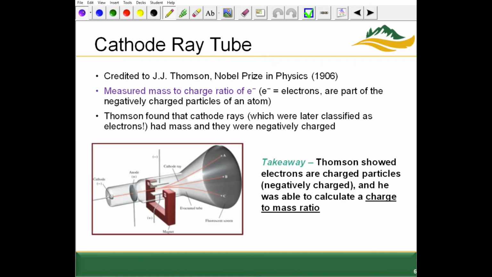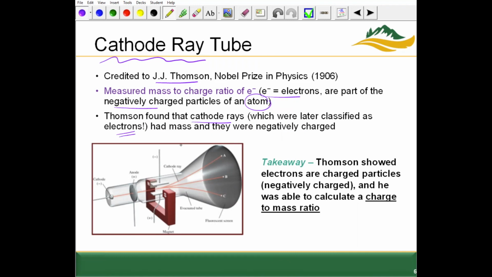Another important part of chemistry, speaking historically, is the experiments that J.J. Thomson did with the cathode ray tube. We'll see in just a few slides from now that electrons are one of the subatomic particles of an atom, and they are negatively charged. What Thomson used were these cathode rays in his experiments, which were later classified as electrons.